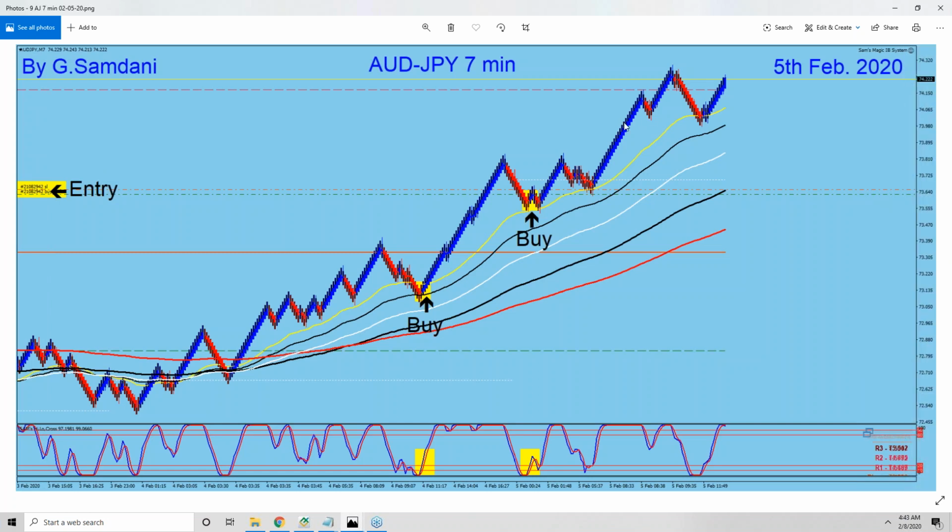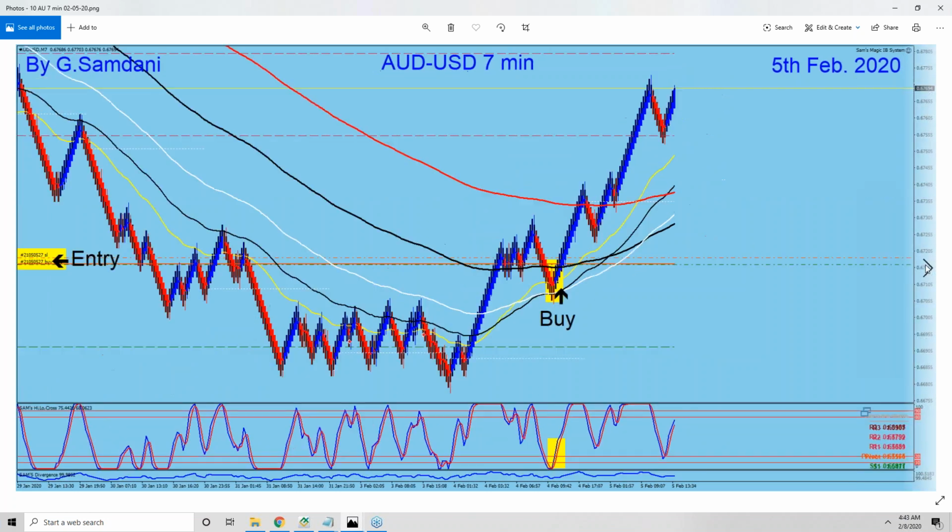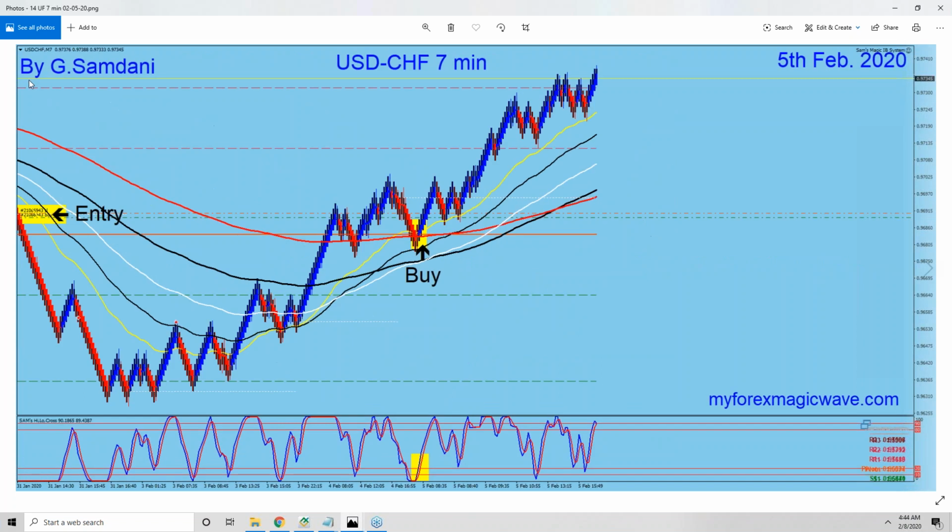Okay, so on the 5th, Aussie yen going to the upside, and here Aussie USD on the 5th. This was down, all of a sudden, boom, yellow is above the black, and this is an early entry because yellow is still below the reds. But I knew that the Aussie dollar was going to get strong, so that's why. And here USD franc. Out of nowhere, I took this entry, a good by-the-book entry. So I said, you know what, why not, right?